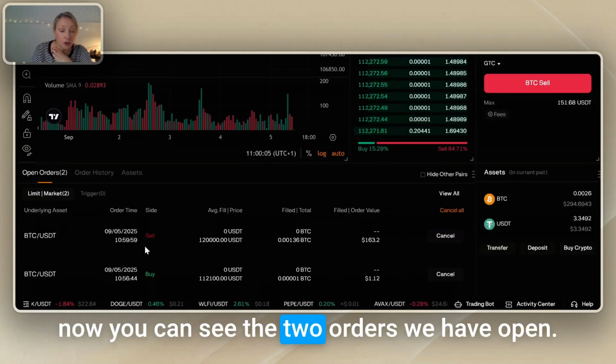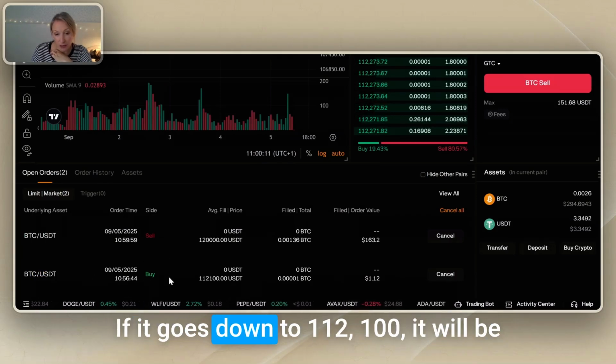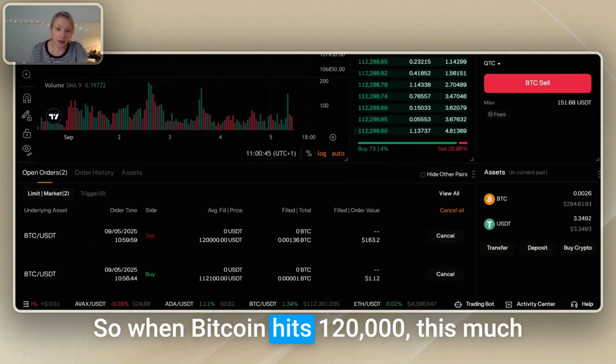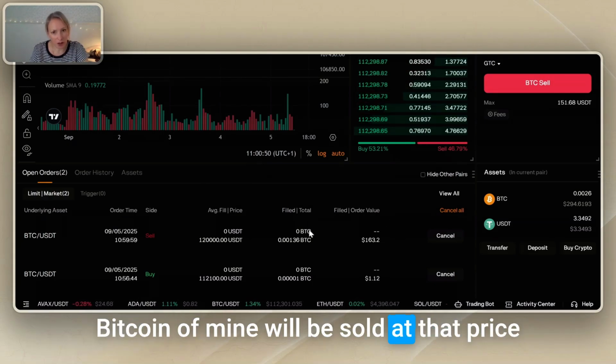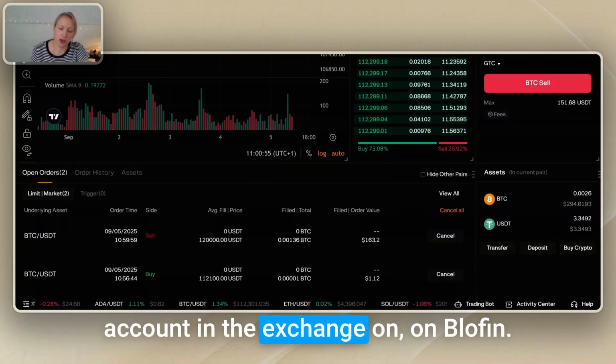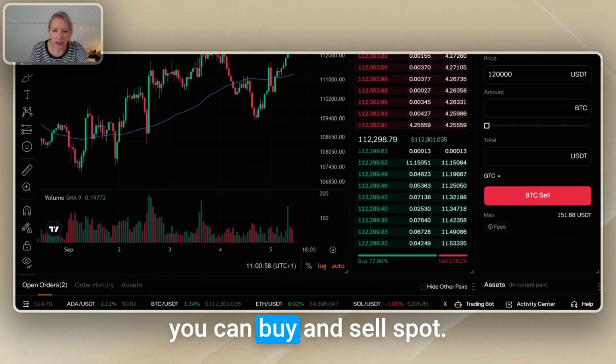Now you can see the two orders we have open. One is the Bitcoin order to buy it at a certain price. If it goes down to 112,100, it will be bought. And this one is my sell order. So when Bitcoin hits 120,000, this much Bitcoin of mine will be sold at that price, and then that money will go onto my account in the exchange on Blofin. So those are the two ways you can buy and sell spot.